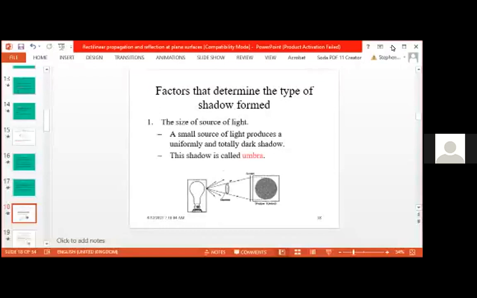So when we have a point source and we have an object, if we were to place a screen beyond the object, what forms is a dark shadow. That dark shadow is said to be a total shadow, and it is also given the name umbra, U-M-B-R-A. So when we have a uniformly and totally dark shadow, that is referred to as a total shadow, and this is called an umbra.